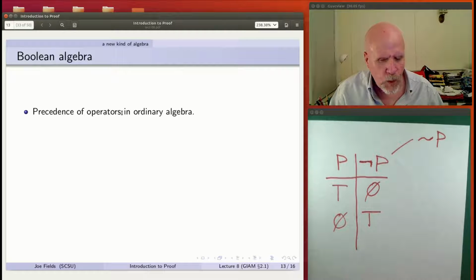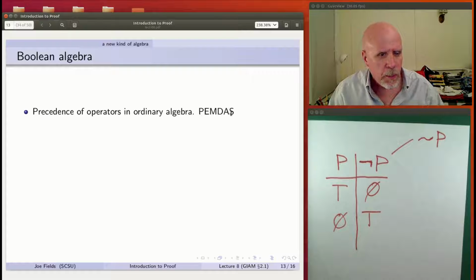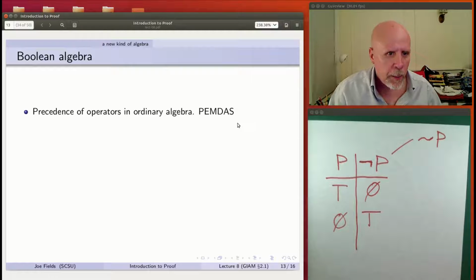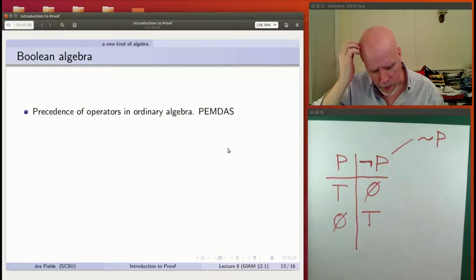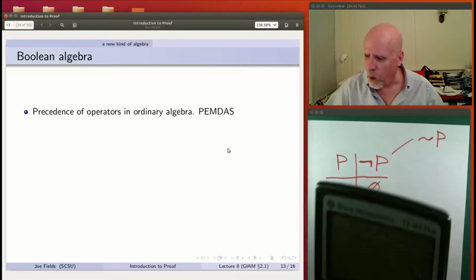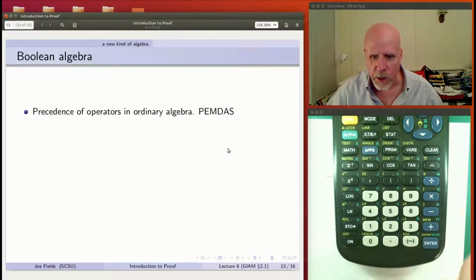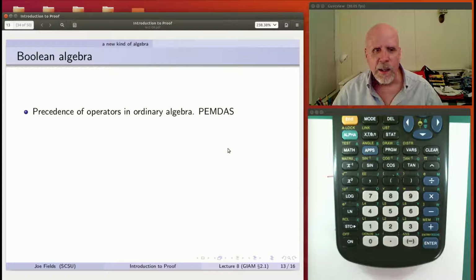So I want to remind you a little bit about how the operators in ordinary algebra work. There's precedence amongst them, and people often use this acronym PEMDAS to remember that precedence. Some people say, "Please excuse my dear Aunt Sally," as a way to remember that, which I feel like just saying PEMDAS is enough, but whatever. I'll also point out that if you're on a graphing calculator, or one of these TI ones at least, you'll see the symbols occurring in the PEMDAS order on the keyboard.